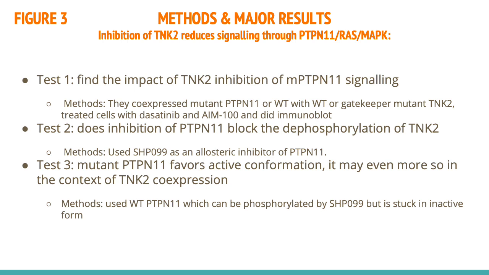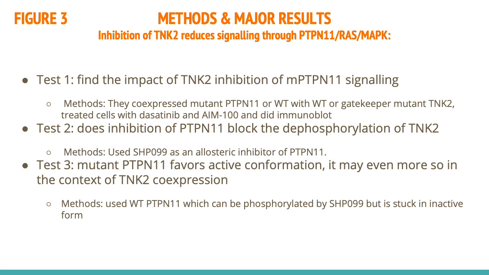So the next test they did is they asked if inhibition of PTPN11 blocked the dephosphorylation of TNK2. And the method they used for this is SHP099, which is an allosteric inhibitor of PTPN11.